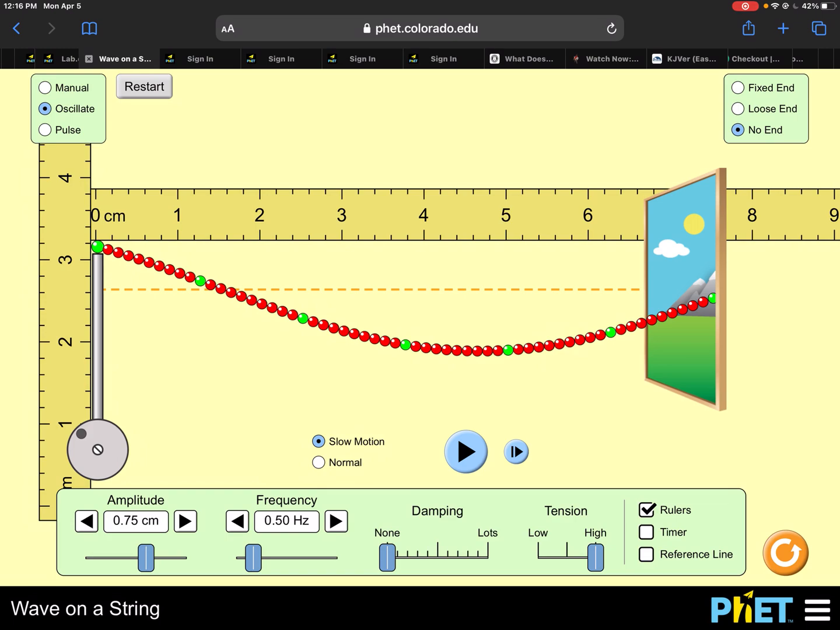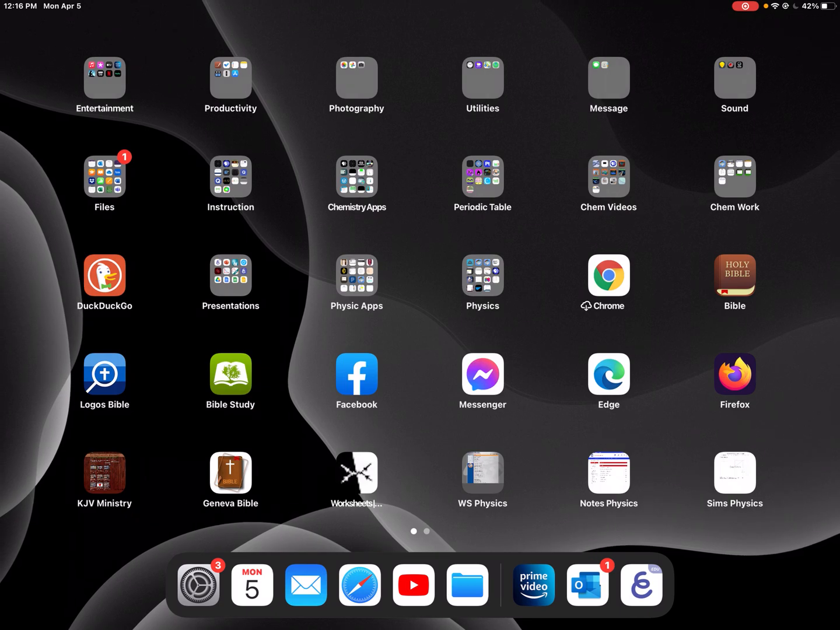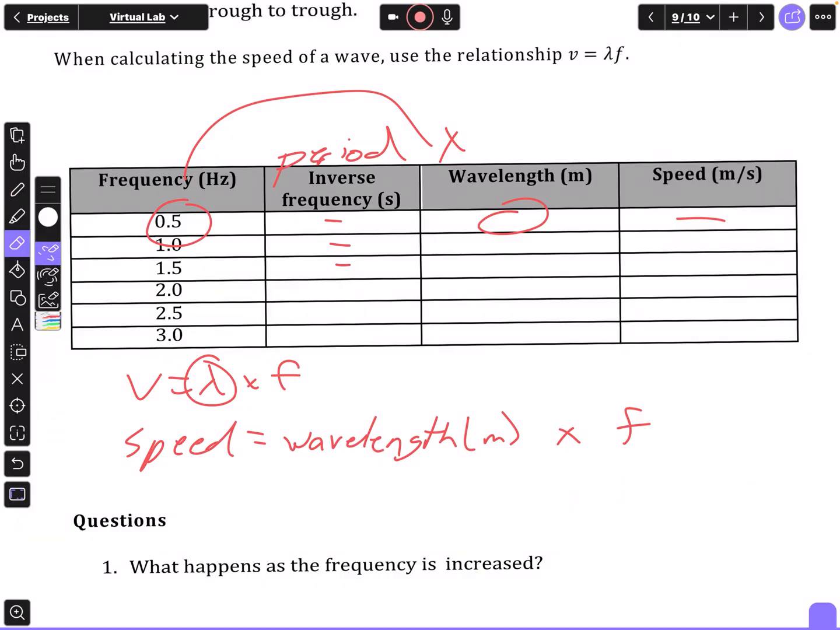How do I go from centimeters to meters? I would divide by 100. So I'll help you with the first couple. The first one, at 0.5, we're kind of guessing the wavelength went from 0 to 8 centimeters. So that's going to be 0.08 meters. So we divide our centimeters by 100 to give us the amount in meters.